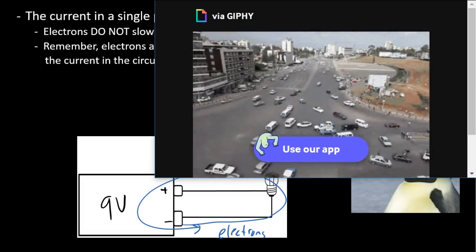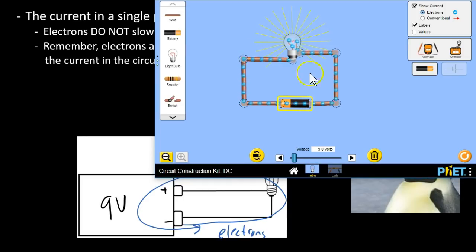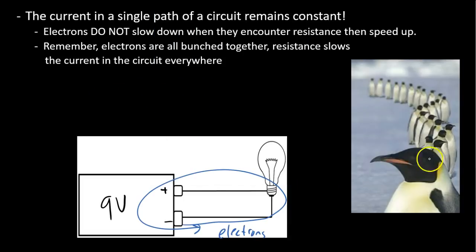It's all because, remember, electrons are everywhere already. The wires are not hollow tubes. There is this steady march going on. I like this picture. Think of it as a circular march of penguins. There's some resistance that's going to slow down these penguins, but it's going to slow them all down together.